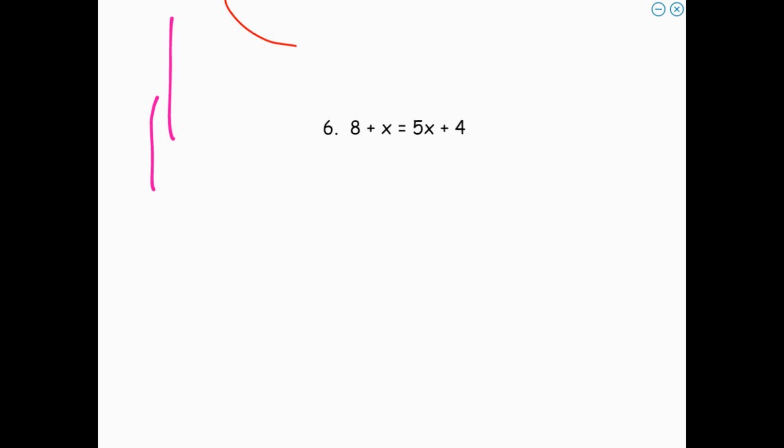So let's draw the boxes then. So we've got 8 positive ones, right? And we've got 1 X tile. And then on the other side, we've got 5 X tiles.